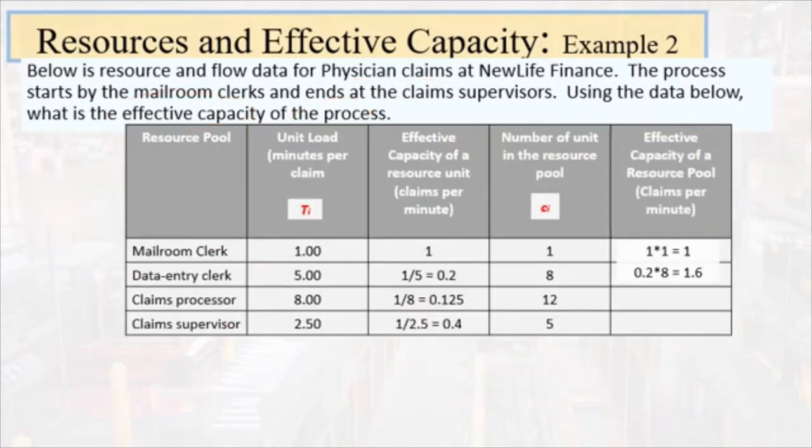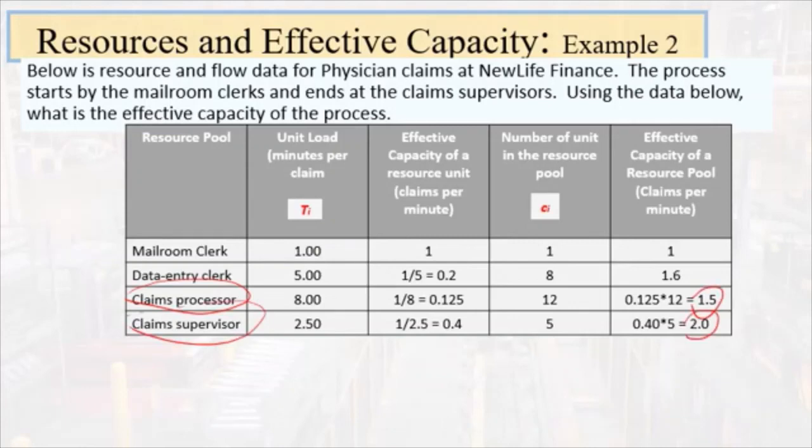So now we move on to the next resource pool, which is the data entry clerk. The TI is 5.2, so the effective capacity for the resource unit is 1 over 5.2. And then we multiply it by 0.8 to get the effective capacity of the whole resource pool. Now we do the same thing for the claim processor and supervisor, and get 1.5 and 2.0.